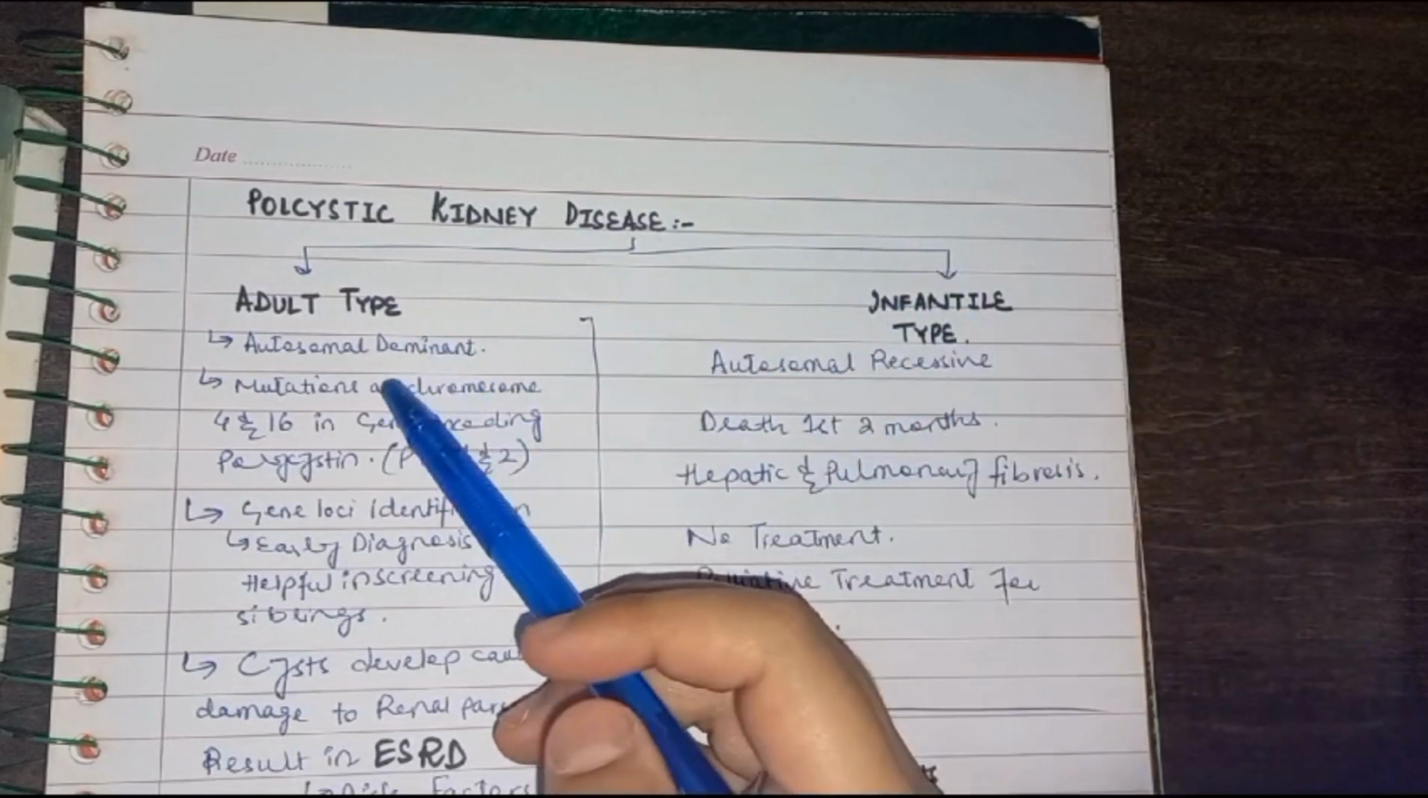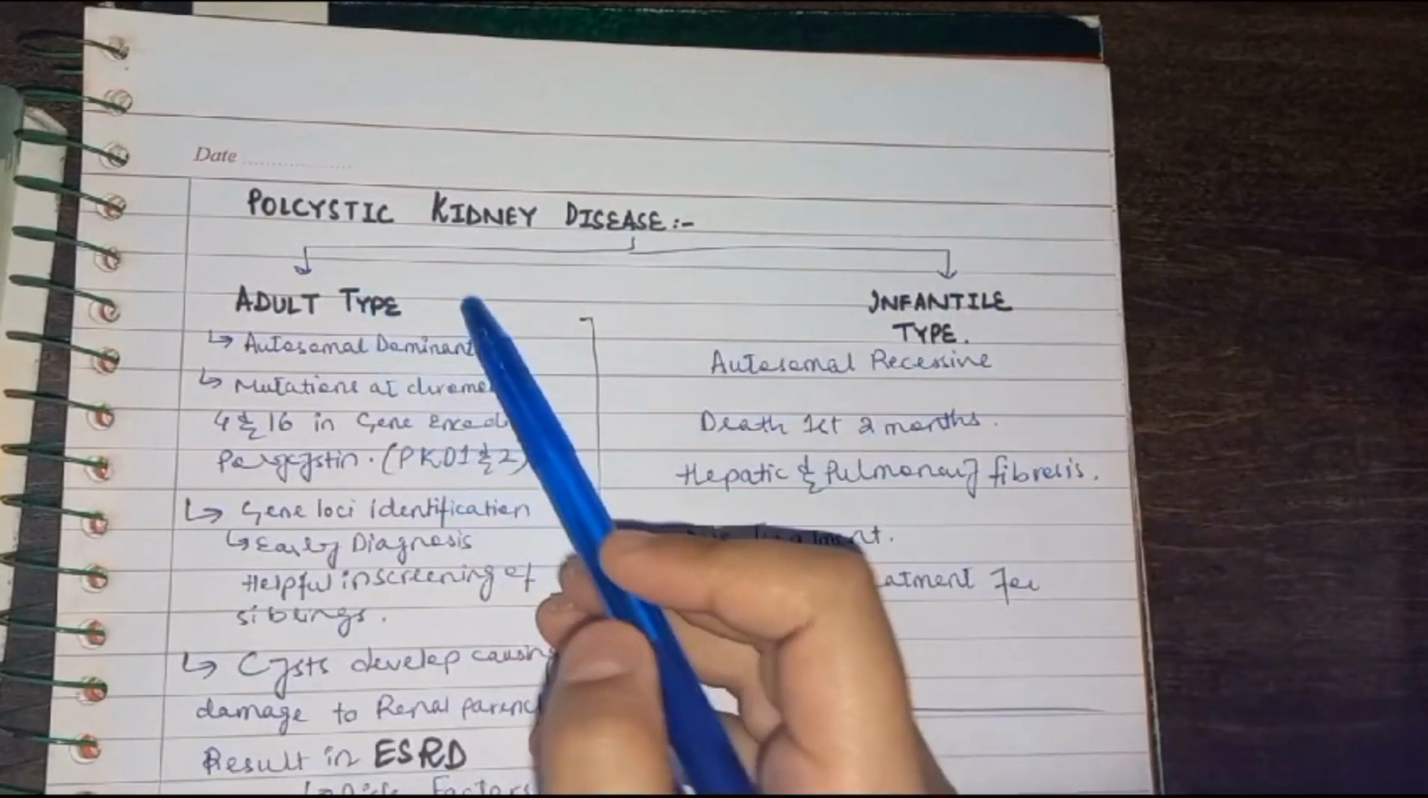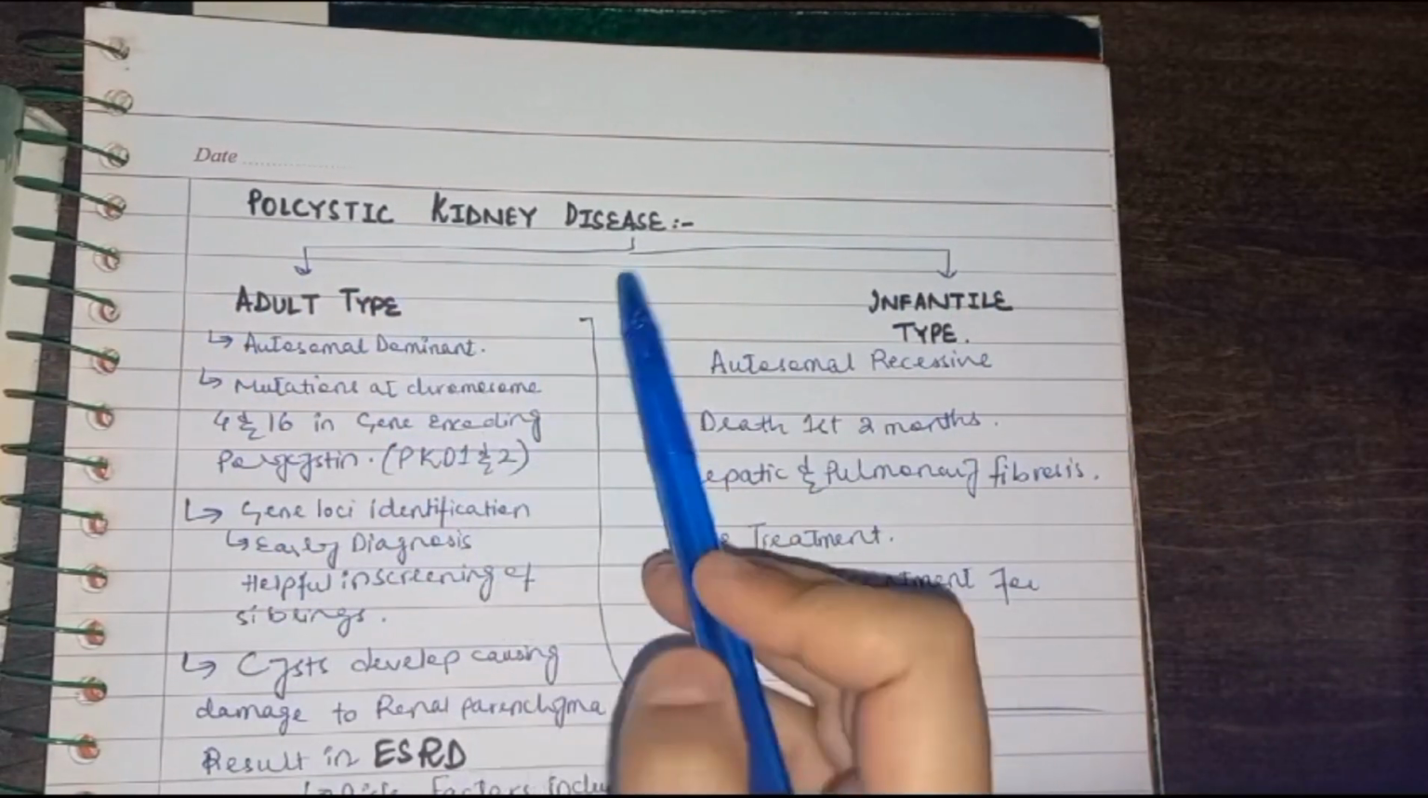Today I will be teaching polycystic kidney disease, which is an important congenital kidney disease. It is further divided into adult type and infantile type. First, I will be discussing the adult type of polycystic kidney disease.